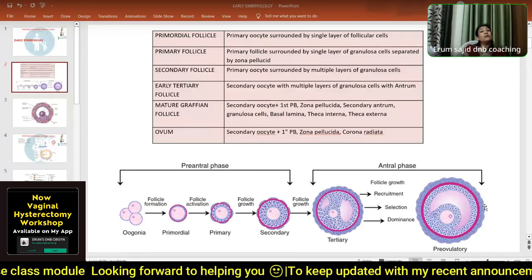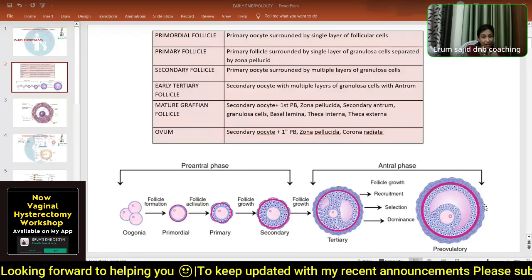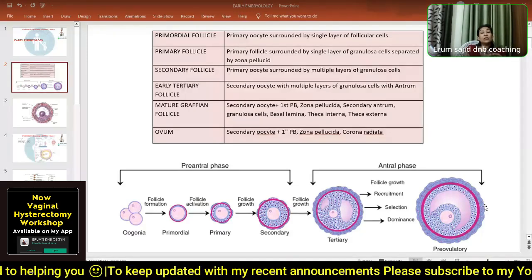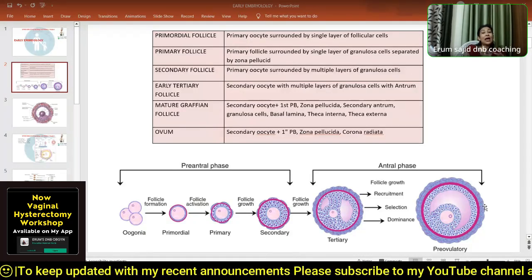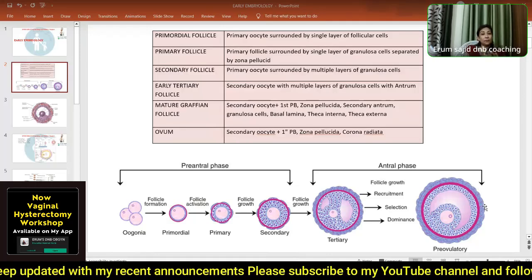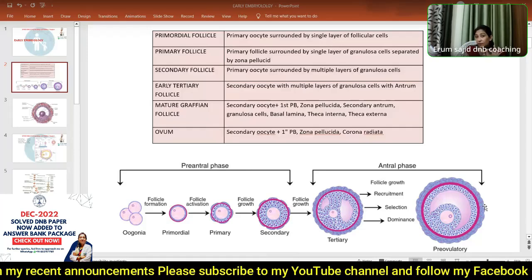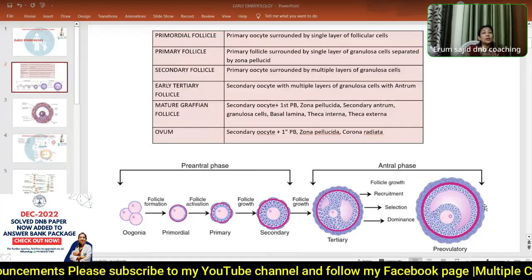Now, you will be foolish enough to just write about the Graafian follicle and not make a diagram. This is why I try to explain in every class that I take, be it on YouTube or the live class, how important diagrams are. Just 2-3 lines on the Graafian follicle and a very well labeled diagram is enough to fetch you anywhere between 2 marks to 5 marks. Even if the question is asked for 5 marks, that's what the examiner is looking for.